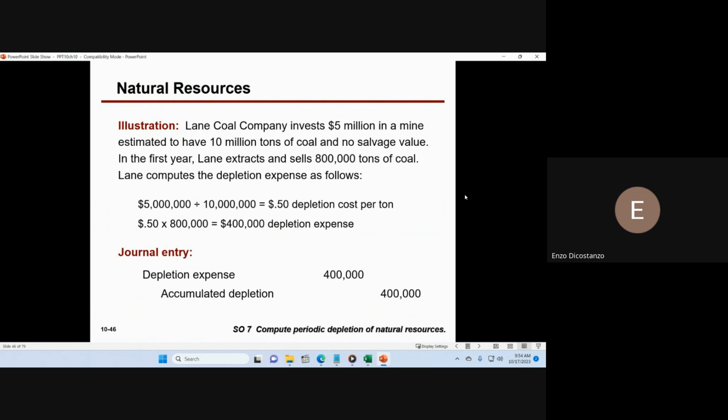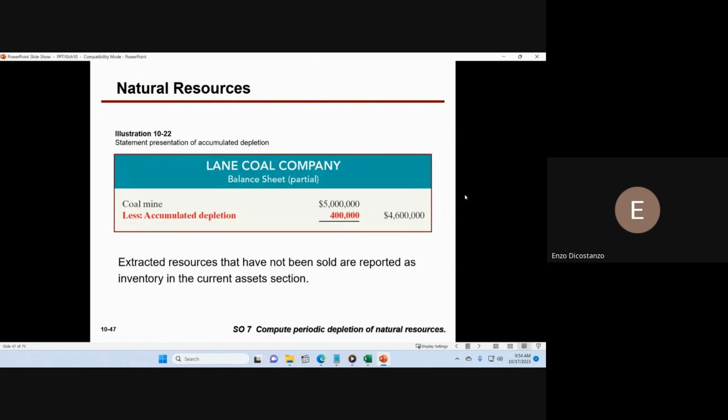the same way with accumulated depletion. And you can see, when you report that 400,000, it's very innocently reported here, but there's some work involved in getting there. These are extracted resources not yet sold, reported as inventory in the current assets section.